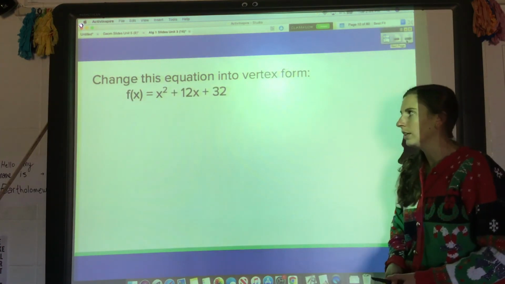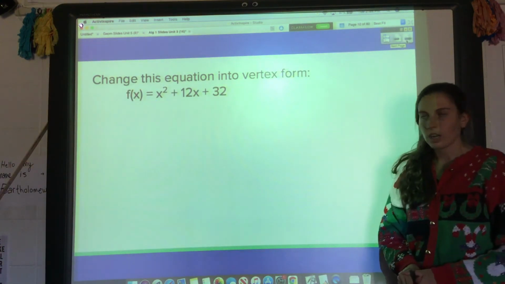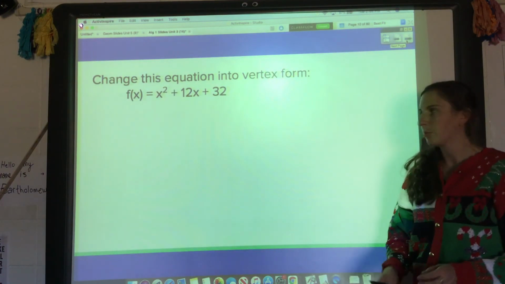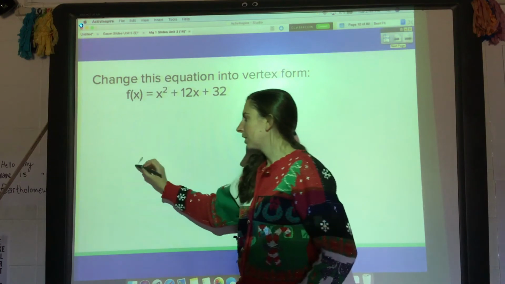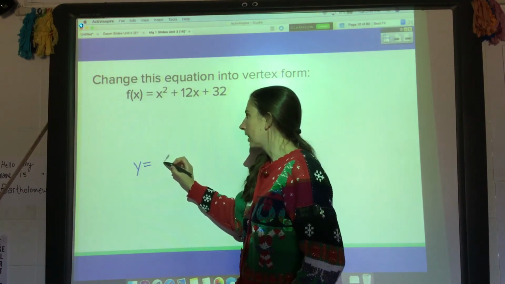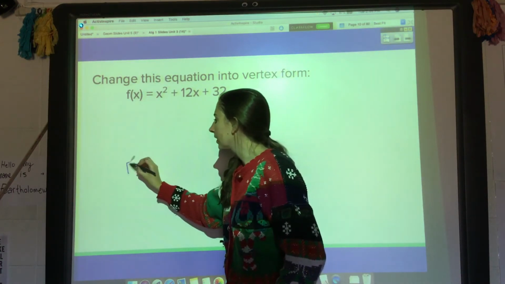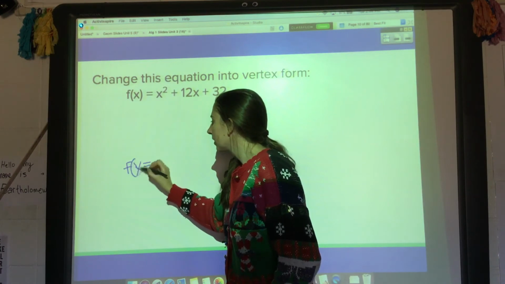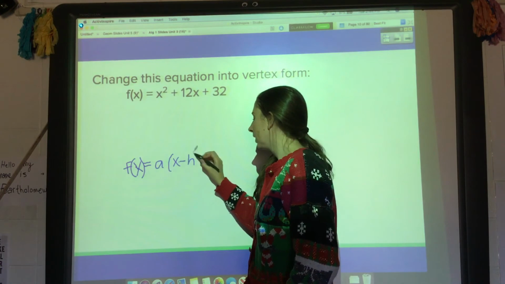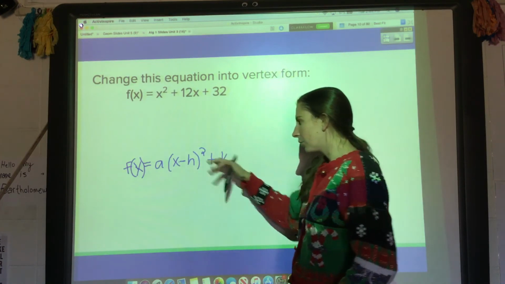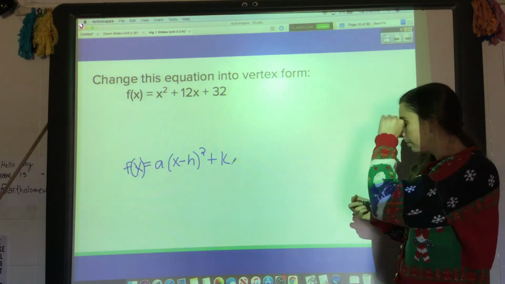Let's try another one. Maybe pause and try this one on your own, and then unpause and I'll go over it here. Once again, I want it to be in vertex form, so something that looks like this. Actually, I should probably call it f of x since it's called f of x. And again, this is on your formula sheet, so feel free to use that.